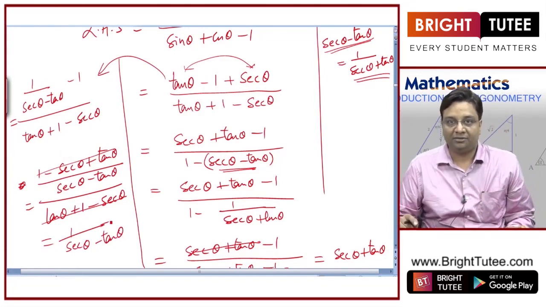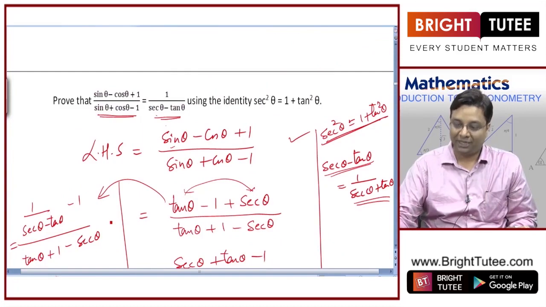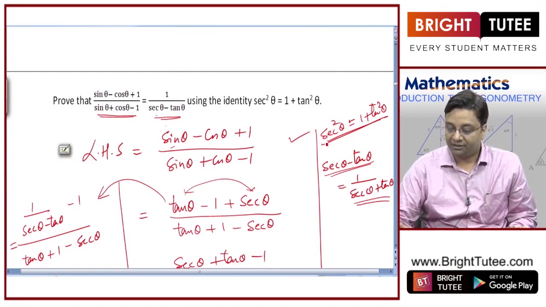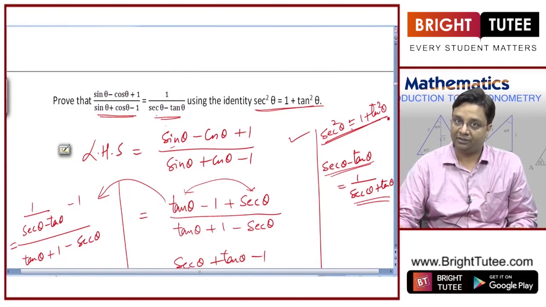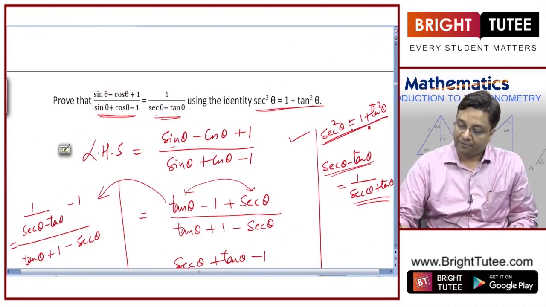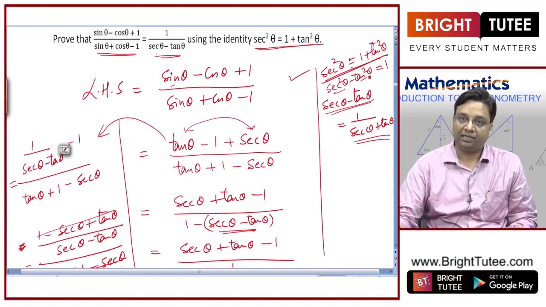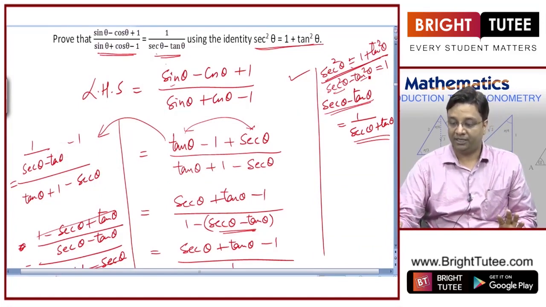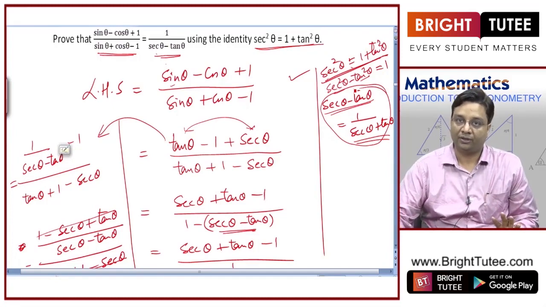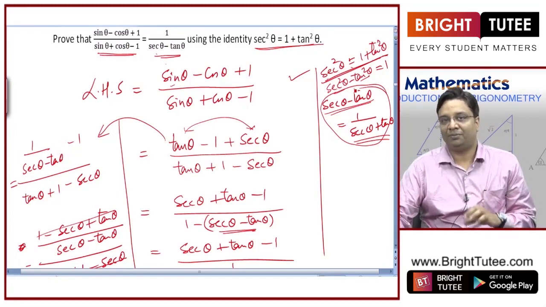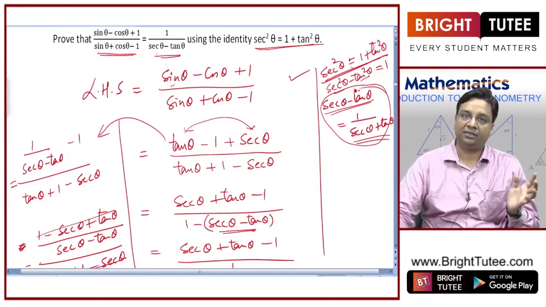But before using these manipulations, you have to explain to the teacher that the identity is this: secant square theta equal to 1 plus tan square theta, and I will bring tan square theta to the left hand side, secant square theta minus tan square theta equal to 1, and then a square minus b square can be written as a minus b into a plus b, hence this manipulation can be used, okay? So you better explain it for the convenience of the teacher.